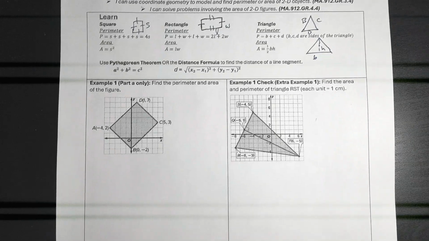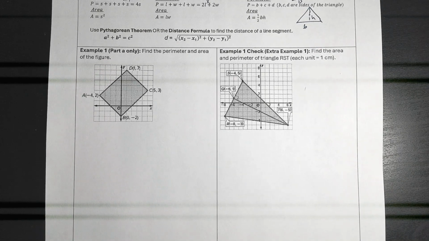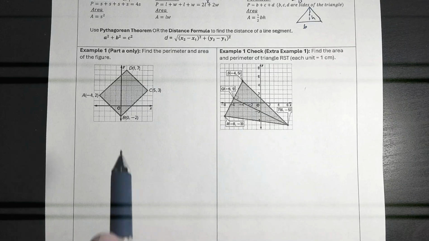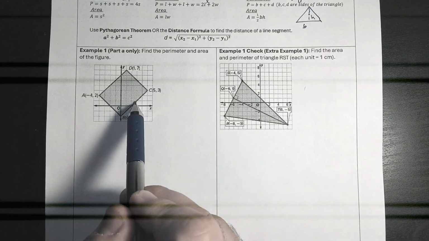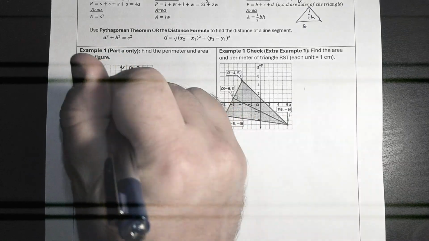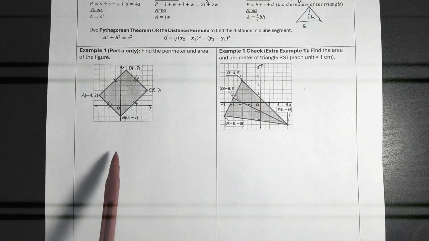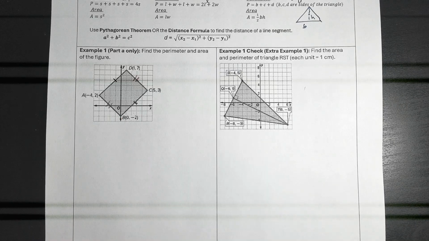Alright, example 1. On the left here we're going to find the perimeter and the area of the figure. And this guy is a rectangle, so the opposite sides are going to be congruent. So here and here, here to here. So we will have to find the distance here and here. Over here it gets a little bit more complicated. But once we find those 2 sides, we will have what we need for our perimeter and for our area.